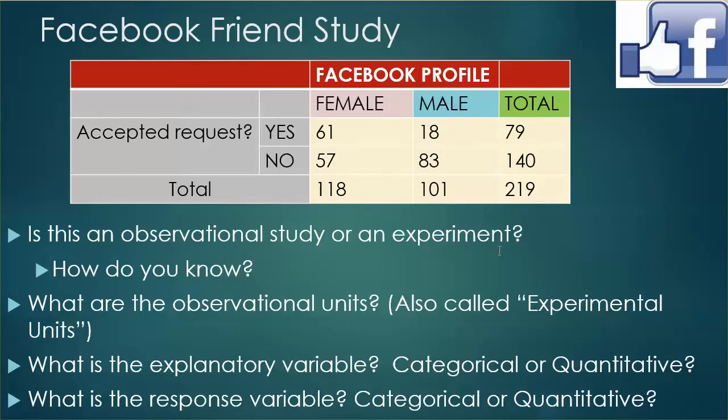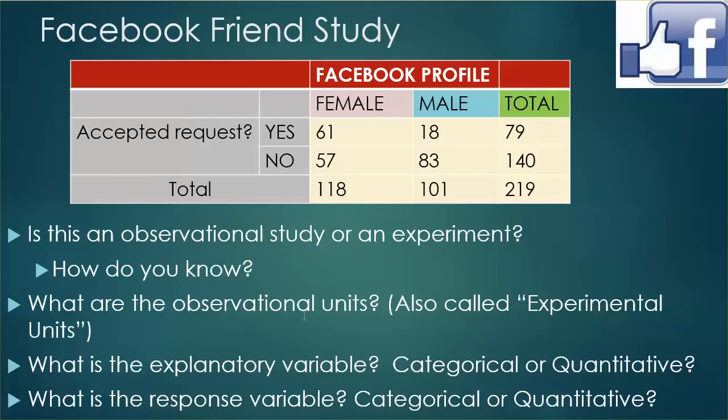So is this an observational study or an experiment? Well, it's an experiment because we randomly assign which students would get the female invite and which students would get an invite from a quote-unquote male student. What are the observational units? We actually call them experimental units when it's an experiment. Well, it would be the 219 students that received invites.